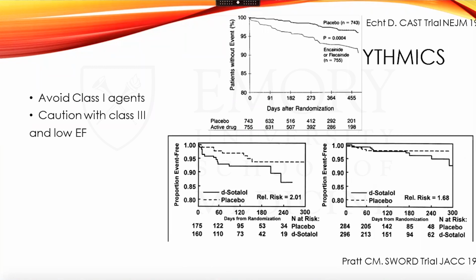The sotalol trial is the SWORD study, and notably, the SWORD trial studied only the D enantiomer of sotalol, which is a class 3 antiarrhythmic. The D enantiomer makes sotalol essentially a pure potassium channel blocker. The drug that's on the market is actually not the D enantiomer. It's a racemic mixture of D and L. And so the L is more like a beta blocker. So if you give someone the pure antiarrhythmic, it did worsen heart failure outcomes.